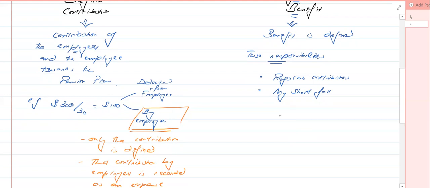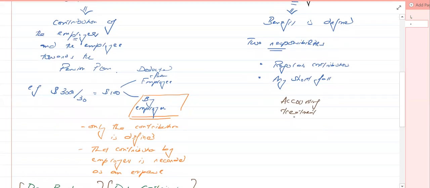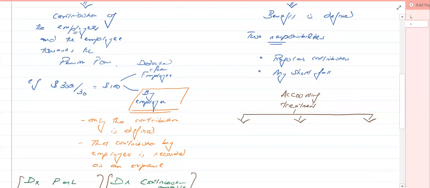Now, in order to understand the accounting treatment of this, you need to know how many figures we will be getting for the financial statements. So we have three types of figures which we'll be getting for the set of financial statements. The first is the element for the statement of profit or loss. Then we have the element for other comprehensive income. And then we have the element for the statement of financial position.